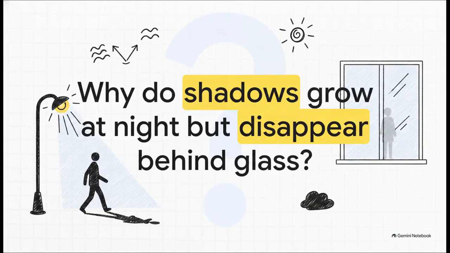Think about this for a second. Have you ever wondered why your shadow suddenly grows into this towering giant when you walk past a street lamp at night, but then completely vanishes the second you step behind a clear glass window? It's something we see every single day, right? But the underlying science here is exactly how we understand the way light travels and interacts with our physical world.